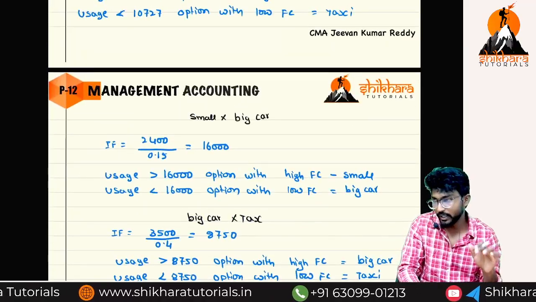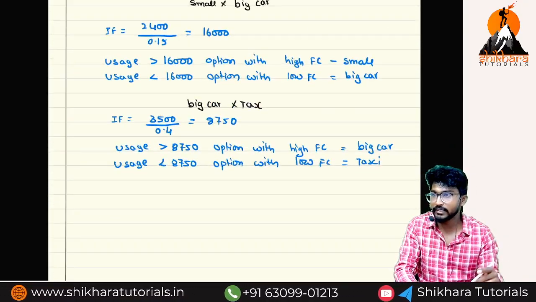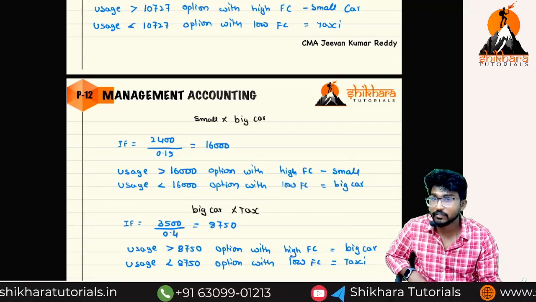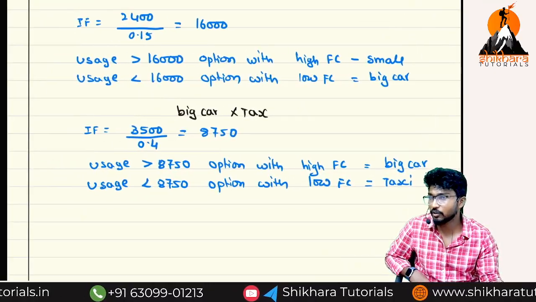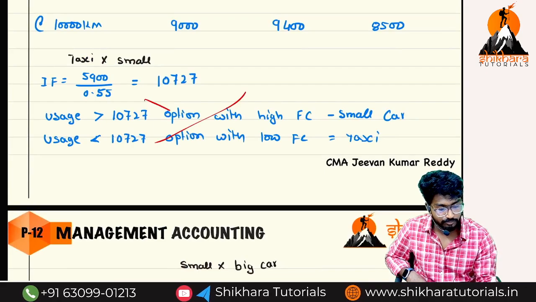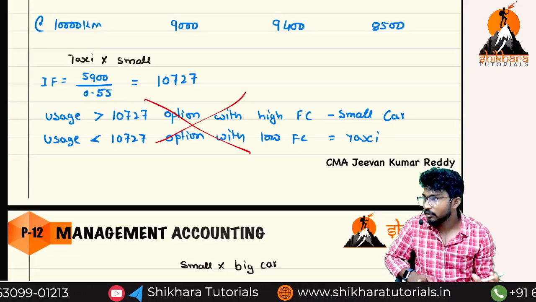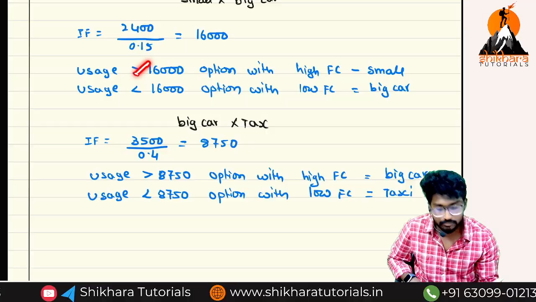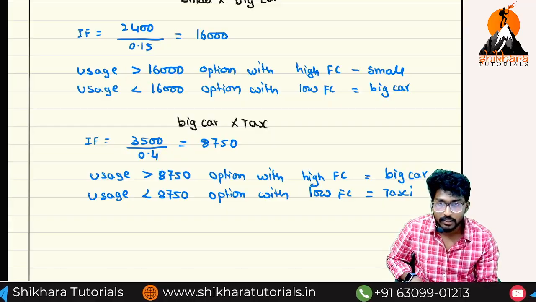Now, how to interpret: take the highest indifference point. What is the highest indifference point out of the three? The second one, that is 16,000. Take this one and take the lowest indifference point. What is the lowest? The third one, that is 8,750. We don't need this one. At the highest indifference point, take the greater than value. That is greater than 16,000.